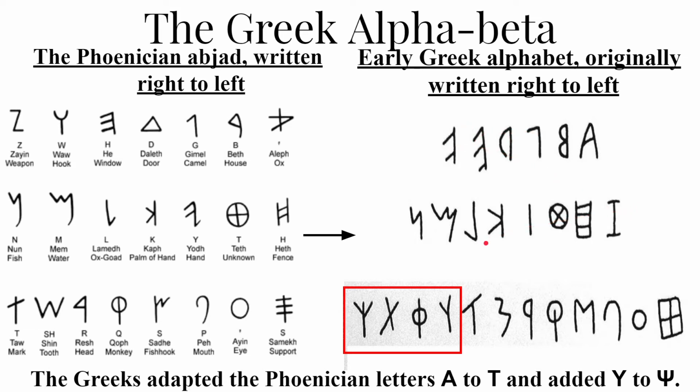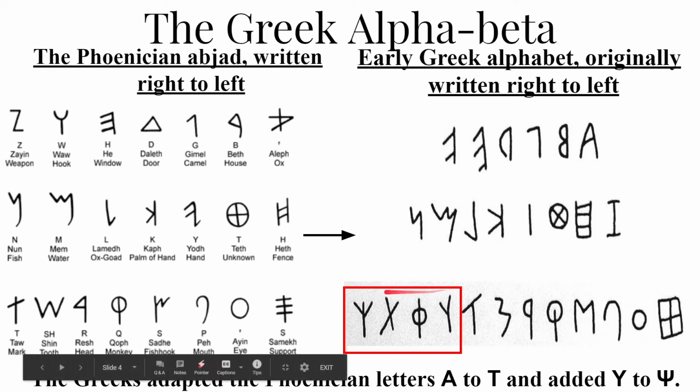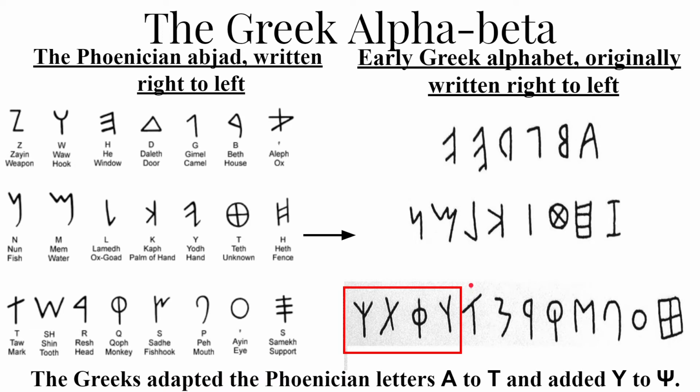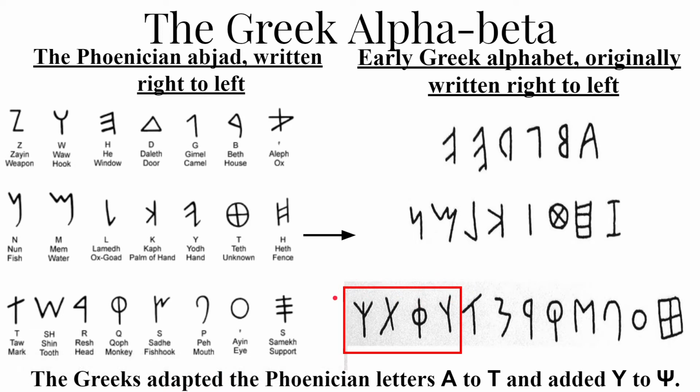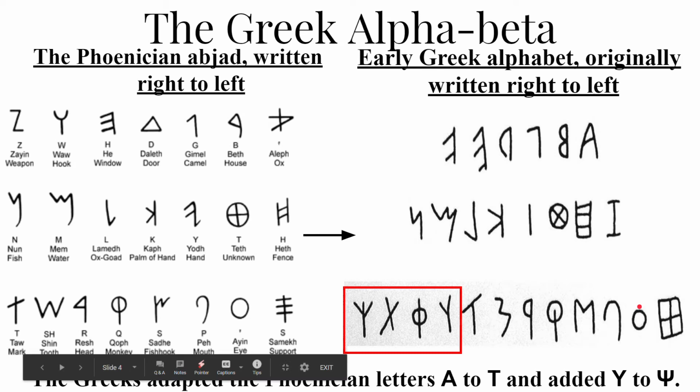Now, notice the last 4 letters down here, it's actually going to be 5, but the last 4 letters, the Phoenicians don't have. The Phoenicians stop at tav, at mark, right here. The Greeks continue. The Greeks add the upsilon, the phi, the chi, the psi, and then also later on the omega. Omega is formed by putting 2 omicron, 2 little O's together into a big omega, mega O.